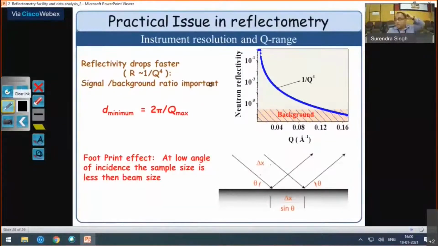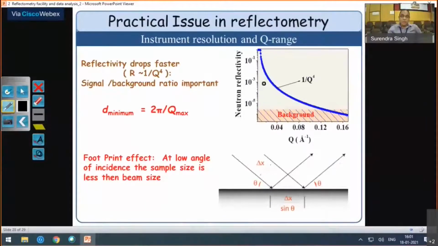Yes, I will just explain this, maybe 5 minutes. Practical issues of reflectometry. This is a very simple experiment to do, but there are practical issues. In the very first lecture, I told you this reflectivity pattern falls as 1 by q raised to power 4. After the critical angle of incidence, theta c, this falls as 1 by q raised to power 4. So it is falling rapidly.